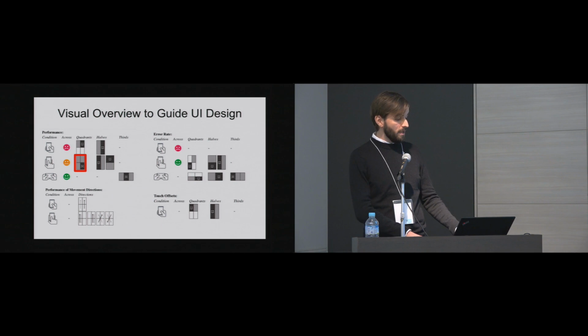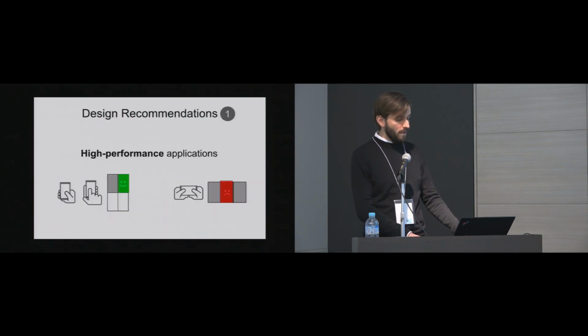What general recommendations can we give designers? For high performance applications, the top right quadrant should be preferred for these two grips, so for portrait orientation. In contrast, the center third should be avoided when operating the device in two-handed thumb grip, so for landscape orientation.